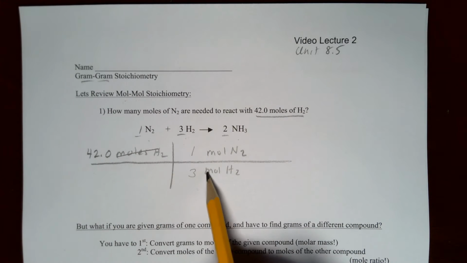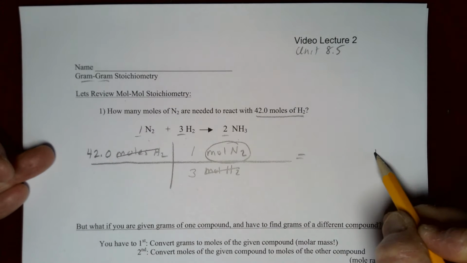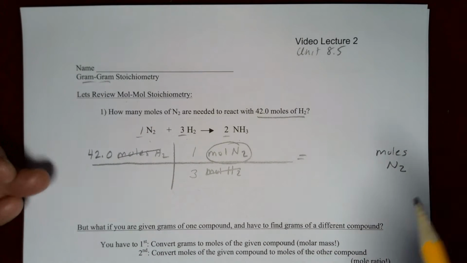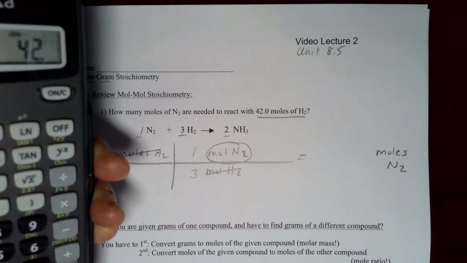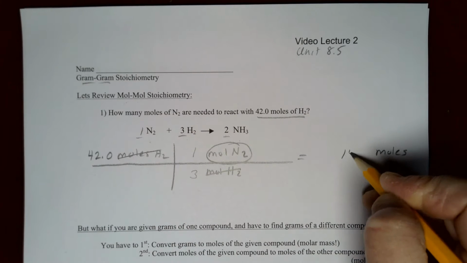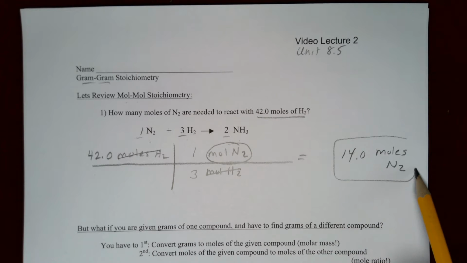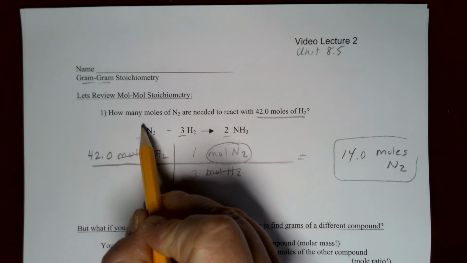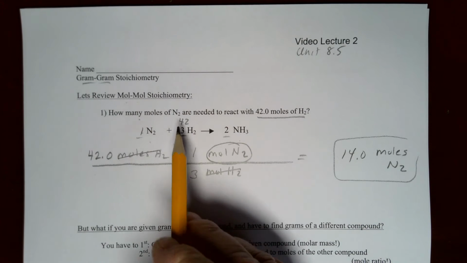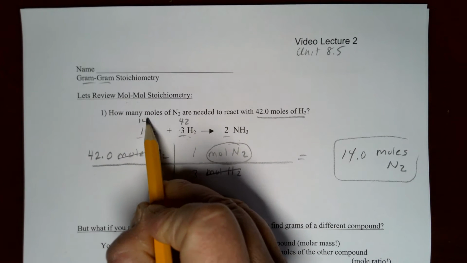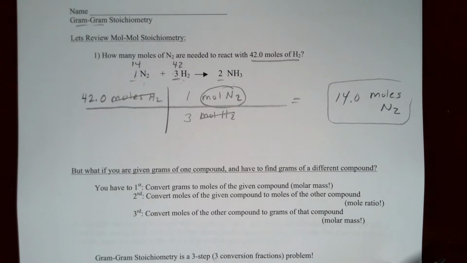So moles of H2 are going to cancel with moles of H2. The unit that does not cancel is moles of N2, so that is our final unit. And the math becomes 42 divided by 3, and we get 14. So 14, I guess to maintain sig figs, we'd have 14.0 moles of N2. And that makes sense, right? If it's a 1-to-3 ratio, and we have 42 moles of hydrogen, we're going to need 14 moles of nitrogen because that's a 1-to-3 ratio. So that makes sense. And that's validating.